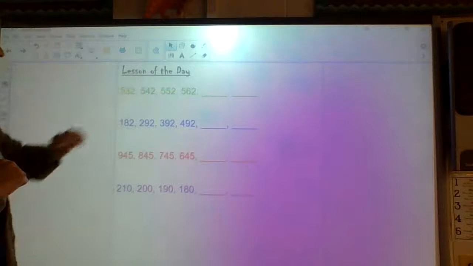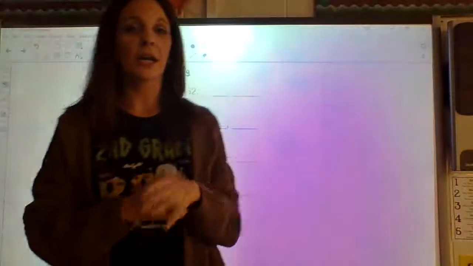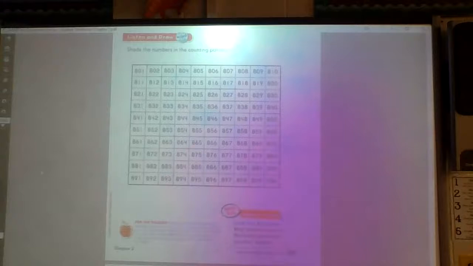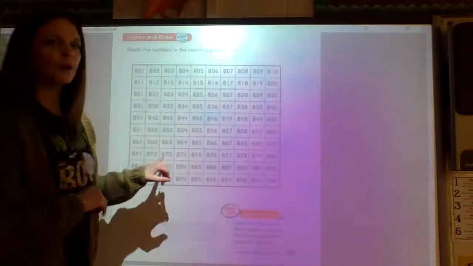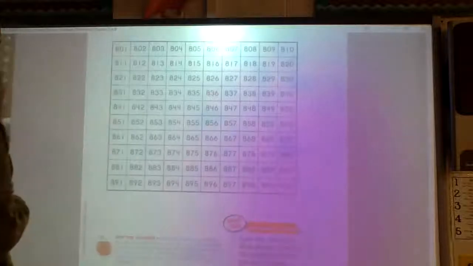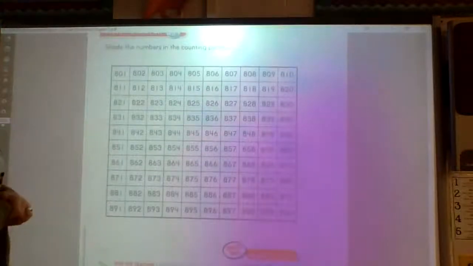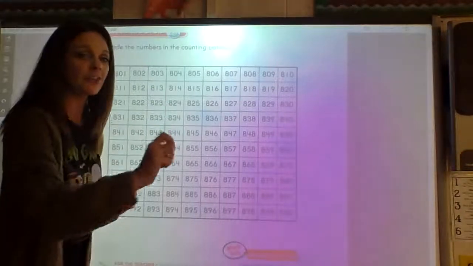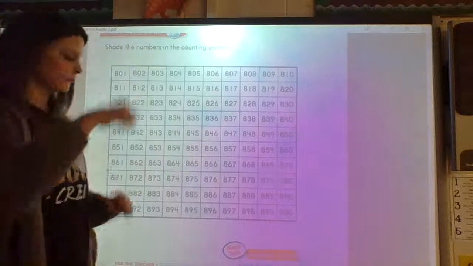So we're going to take a break from this, and we're actually going to look at our workbook now. Let's take out our workbook page for lesson 10. Sorry, my mouse was lost on my computer. And you're going to see your number chart. On your number chart, it says shade the numbers in the counting pattern. I'm going to read you some numbers, and I want you to listen carefully and simply color in very lightly or circle the numbers I'm saying.